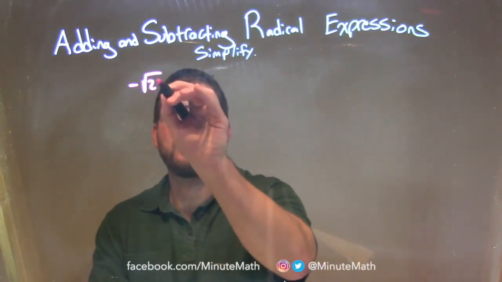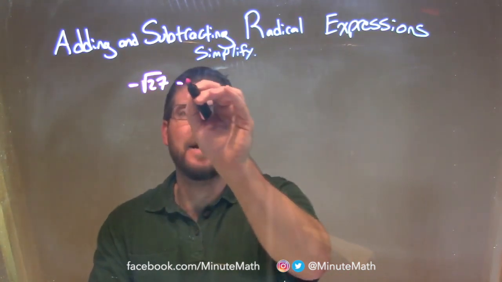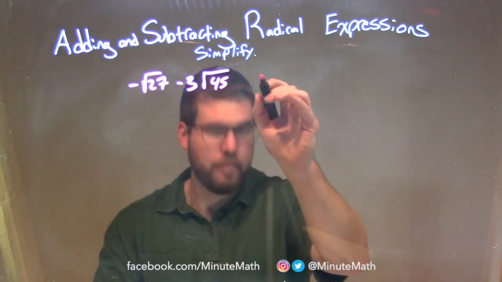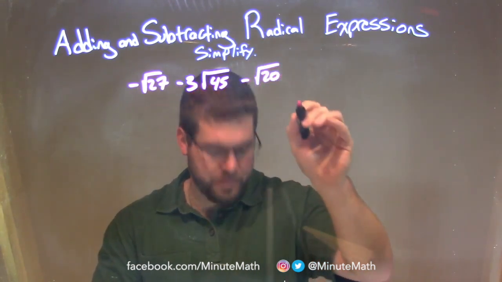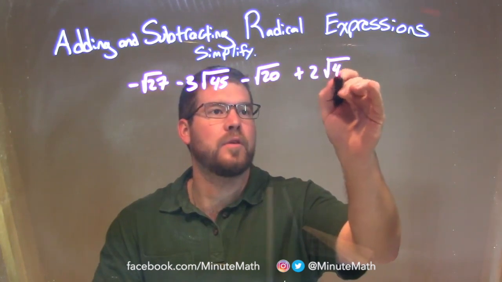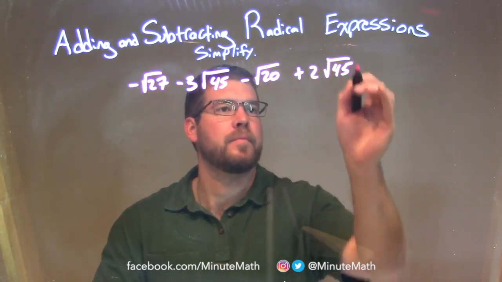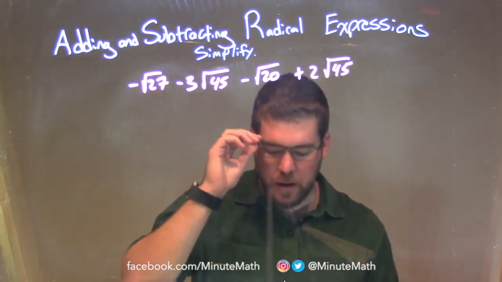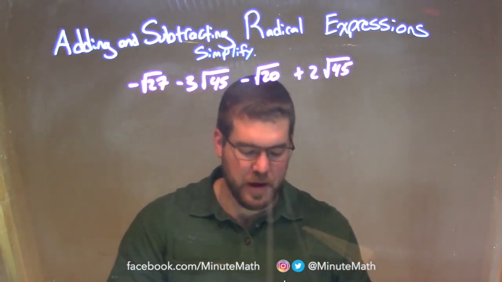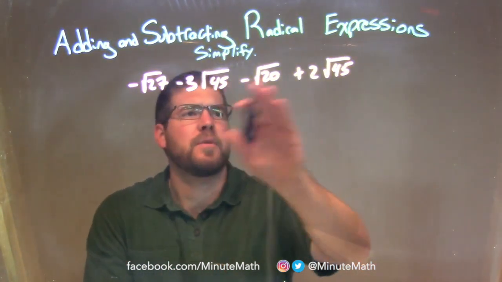Negative square root of 27 minus 3 square root of 45 minus the square root of 20 plus 2 square root of 45. Okay? So what I'm doing here is I'm going to see if I can simplify each one of these square roots. Okay? Now, let's see if we can break this down.